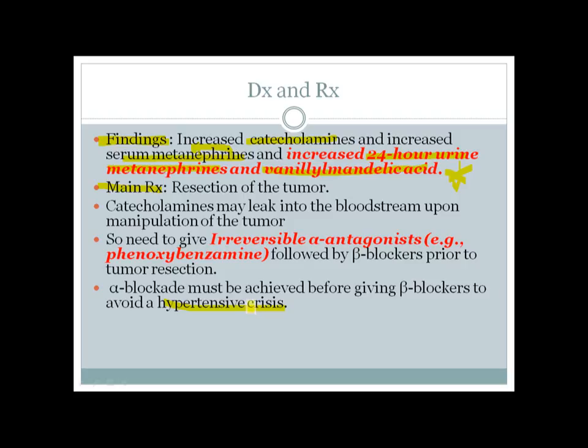what you must do is first give the patient some irreversible alpha antagonists like phenoxybenzamine, followed by beta blockers prior to tumor resection. Importantly, alpha blockade must be achieved before giving beta blockers, because if we don't block the alpha receptors and just give the beta blockers, the beta receptors will be blocked and the alpha receptors are unopposed. So the norepinephrine and epinephrine will specifically bind to the alpha receptors and can cause a hypertensive crisis. So very important to know, you have to give alpha blockers before giving beta blockers.